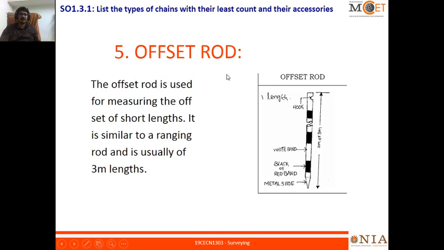Next is the offset rod. It looks similar to the ranging rod with the same bands, but at the top there will be a groove such that we can hold on the hook of the chain. The offset rod is used for measuring the offset of short length. It is similar to a ranging rod and is usually of 3 meter length, right?